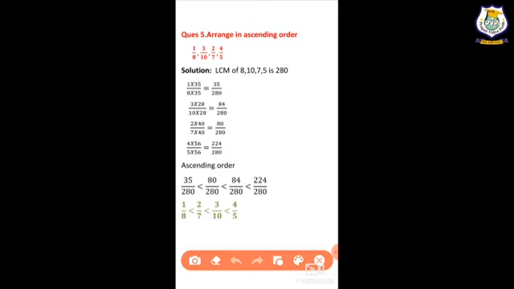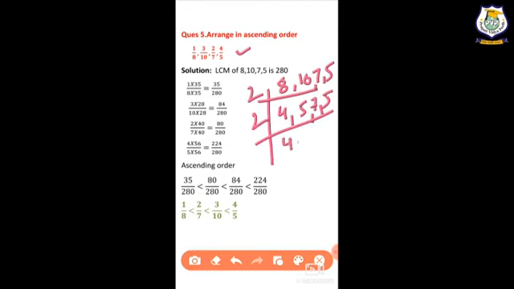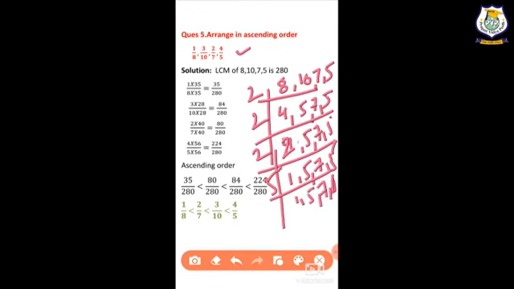First we will have to take the LCM of 8, 10, 7 and 5. So I am taking here 8, 10, 7 and 5. First it is divisible by 2. 2 4s are 8, 2 5s are 10, 7 is as it is, and 5 again. 2 times 4, 5, 7 and 5. Again 2 times 2, 5, 7 and 5. Again 5: 5 1s are 5, 7 and 1. Now 7 times 1, 1, 1, 1.